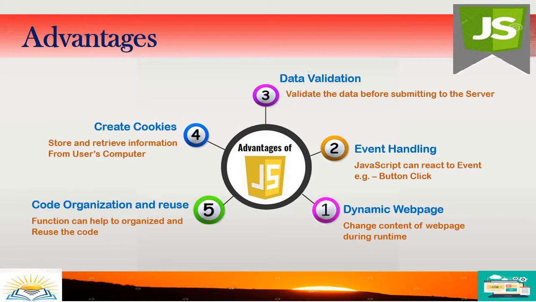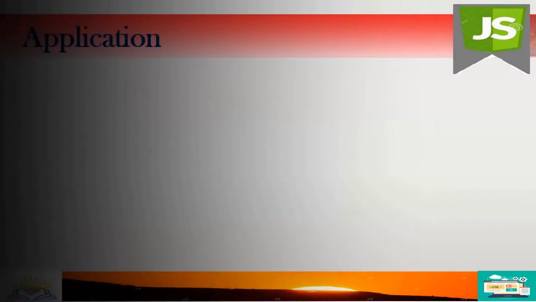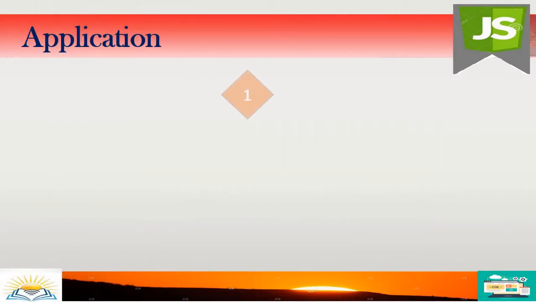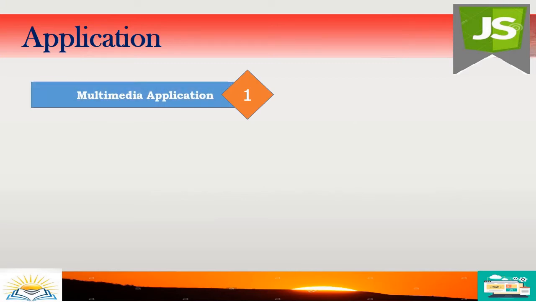Next, move on to the applications of JavaScript. That means, where we can use JavaScript. The first one is developing multimedia applications. The users can use JavaScript to add multimedia elements. We can show, hide, change, resize images and create image rollovers through JavaScript. We can also add a scroll bar for the text.